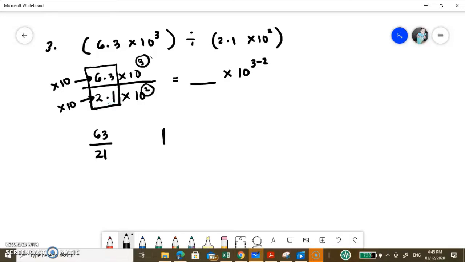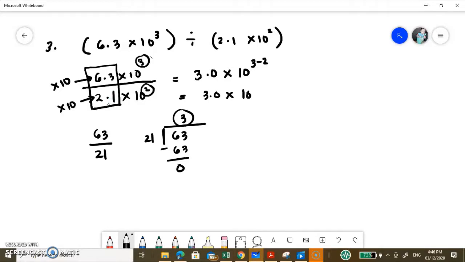So, that would be 63 divided by 21. That's 3. Diba? Okay, so we get 3. So, ilalagay natin dito ay 3, pwede ding 3.0. Right? Okay? And then, we would simplify it. That would now be 3.0 or 3 times 10 raised to 3 minus 2 is 1. Okay? So, that would simply be 3 times 10.